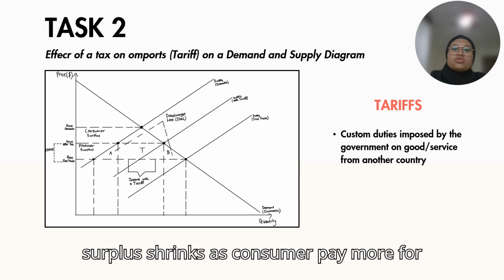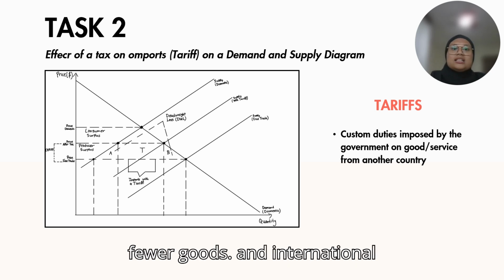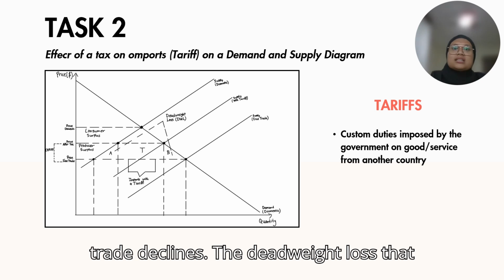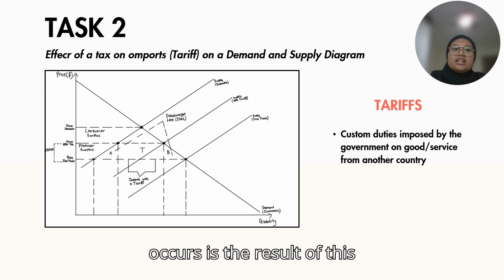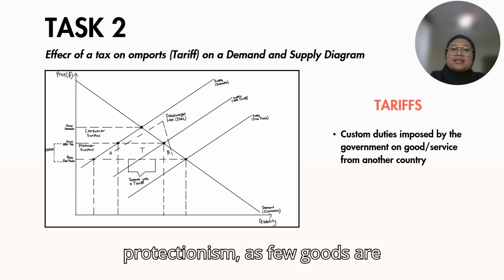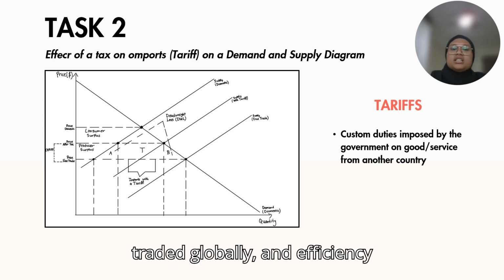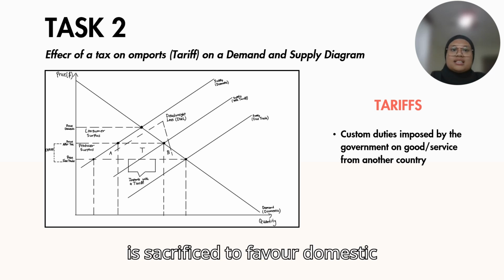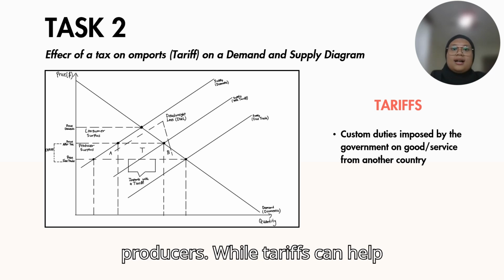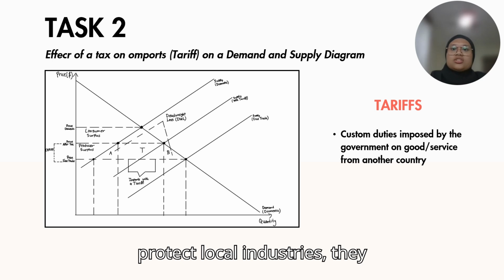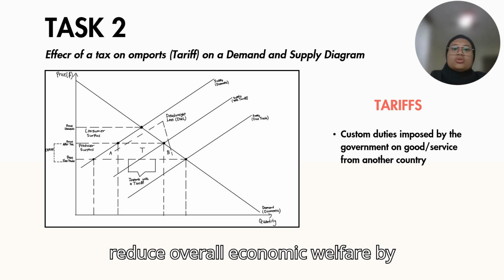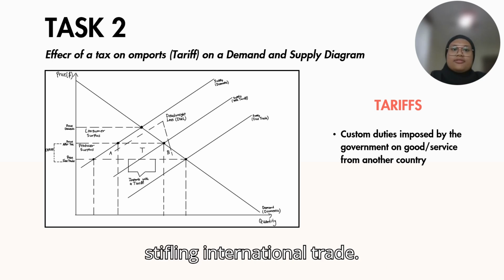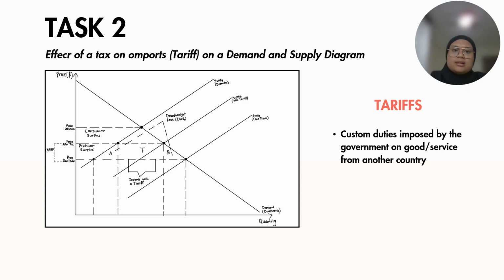The consumer surplus shrinks as consumers pay more for fewer goods, and international trade declines. The deadweight loss that occurs is the result of this protectionism, as fewer goods are traded globally, and efficiency is sacrificed to favor domestic producers. While tariffs can help protect local industries, they reduce overall economic welfare by stifling international trade.